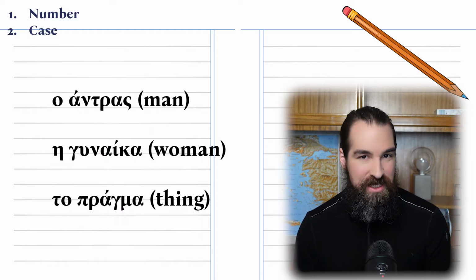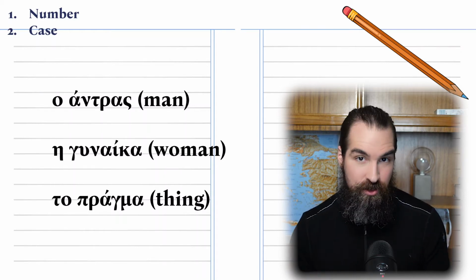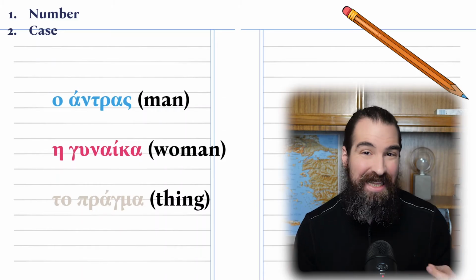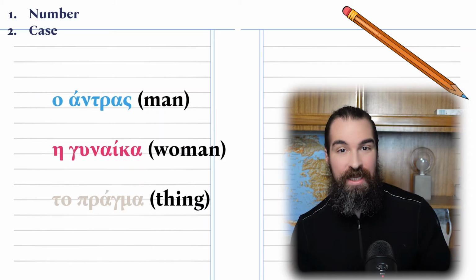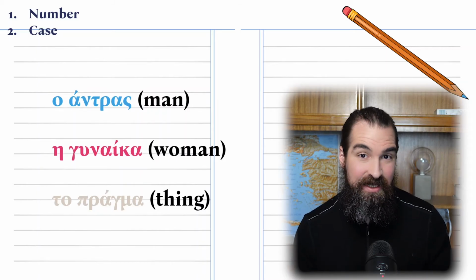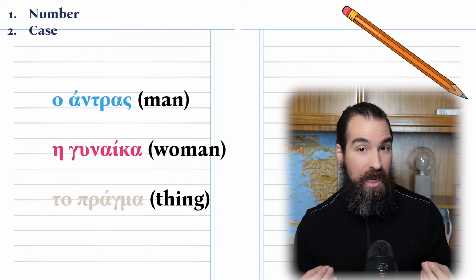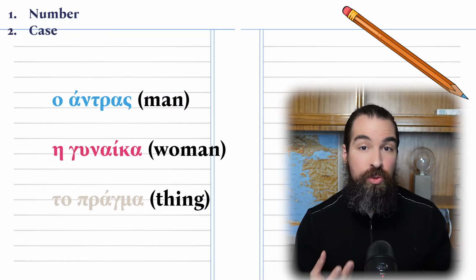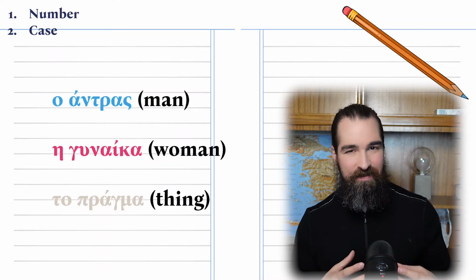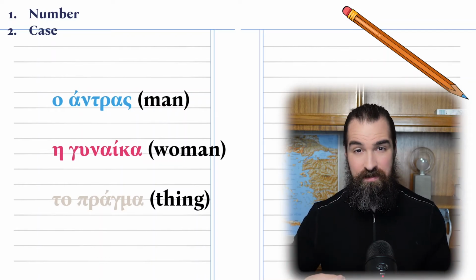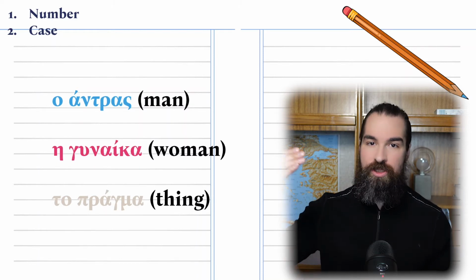And it's something that we don't see in English. All of these words have a different gender. The word o andras has a masculine gender. The word i gyneka has a feminine gender, and the word to pragma has a neuter gender. Now, if you look at these words, there's a few hints, because of how they're written, that tell us about their gender. But I don't want you to focus on those. We'll learn those hints as we go.